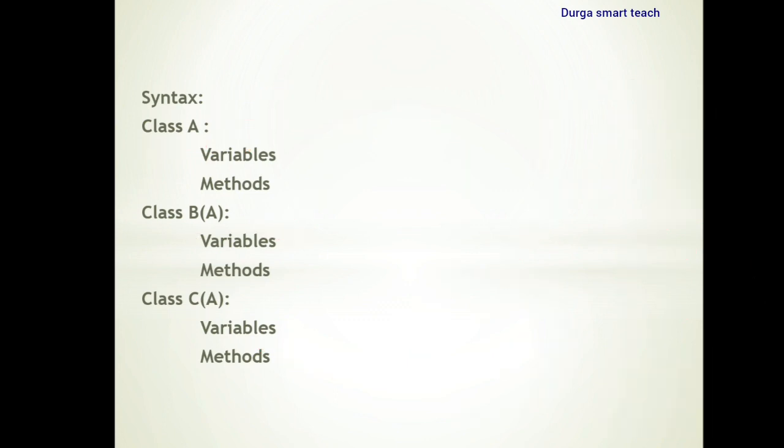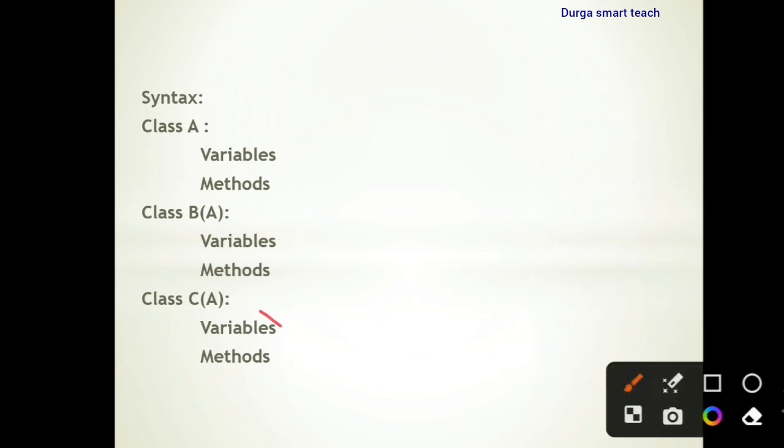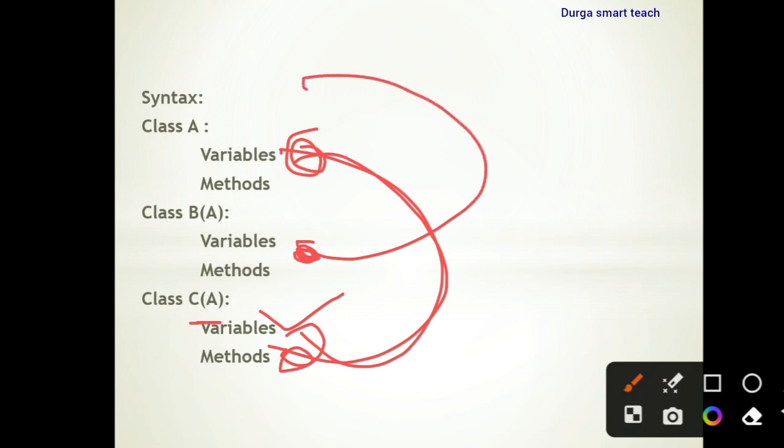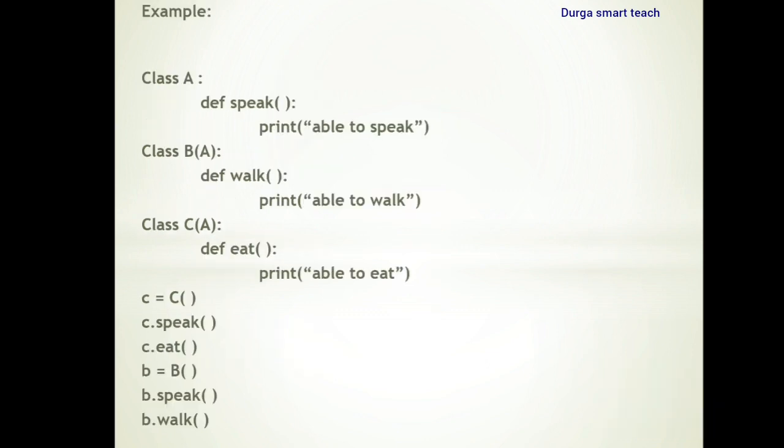Okay. So if you create the object for C class, you can access variables and methods of C class as well as A class. Yes, because C is a child, A is a parent. If you create the object for B class, you can access the variables and methods of B class as well as A class, because B is a child, A is a parent. Okay, so let's see an example.